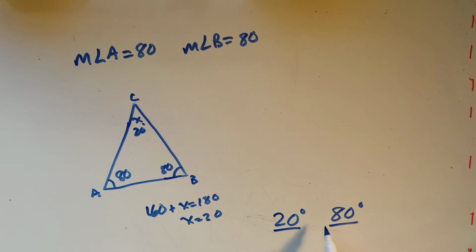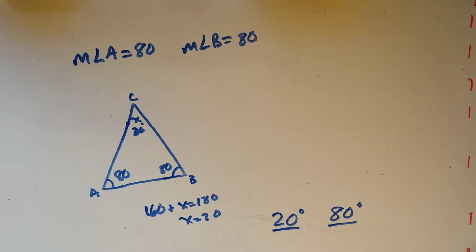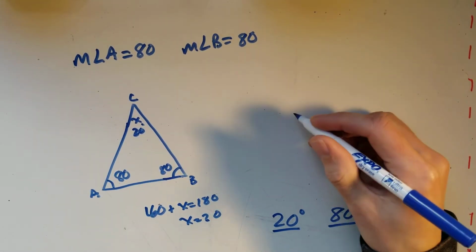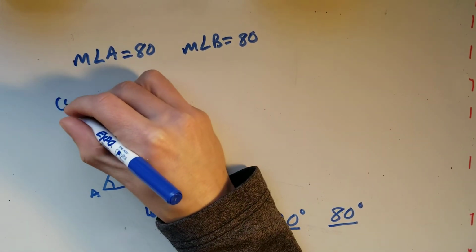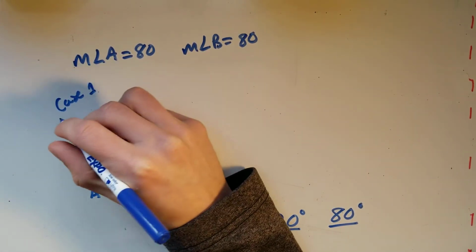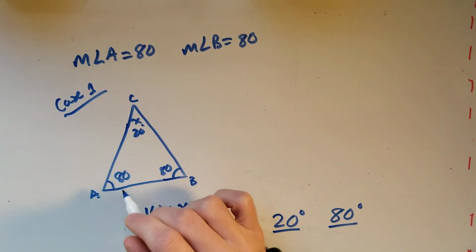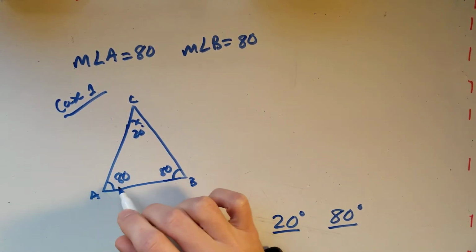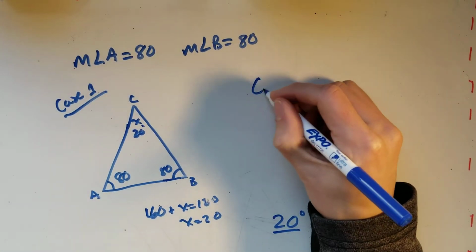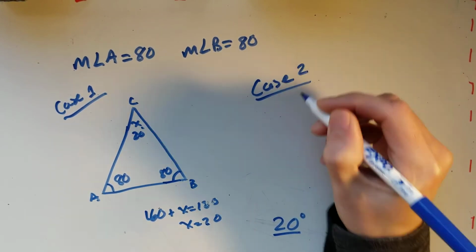We also have 65 and 50. Now in order to see if any of those work, we need to think of another possibility here. So this was case 1. This is one possibility. We know one measure is 80, and that could be one of the congruent angles. Let's say that wasn't one of the congruent angles.